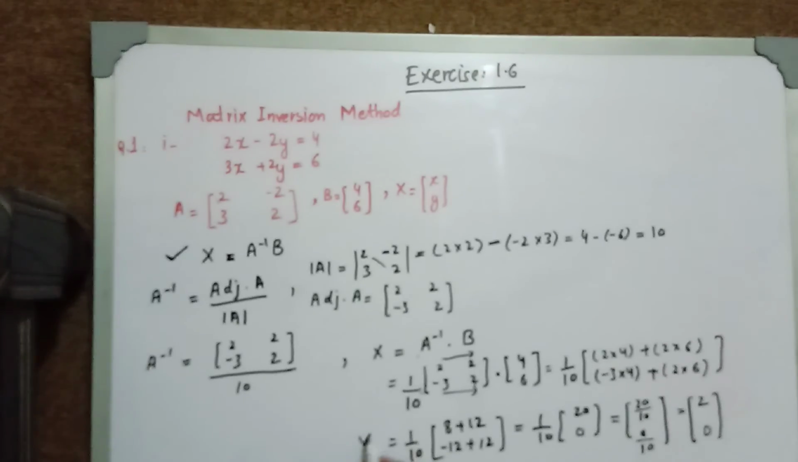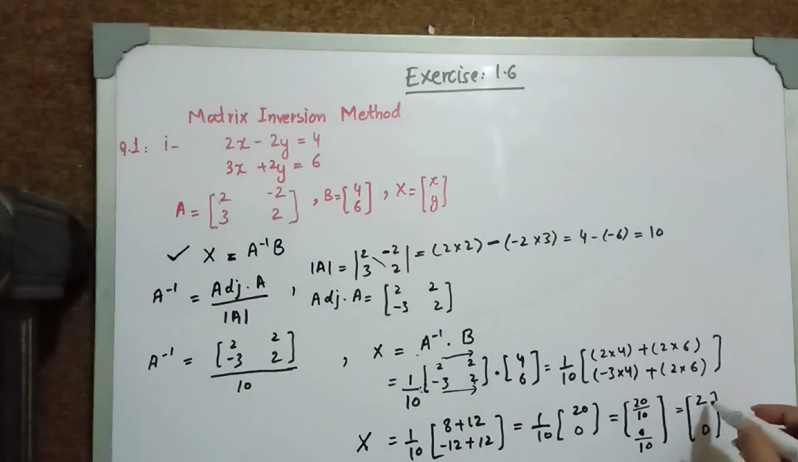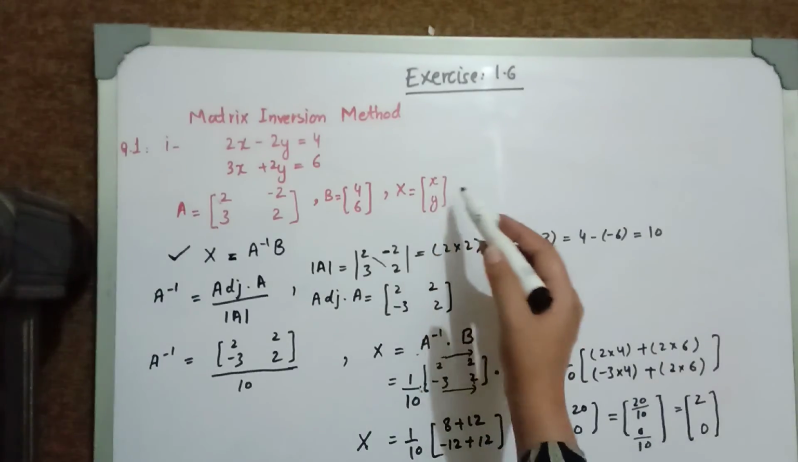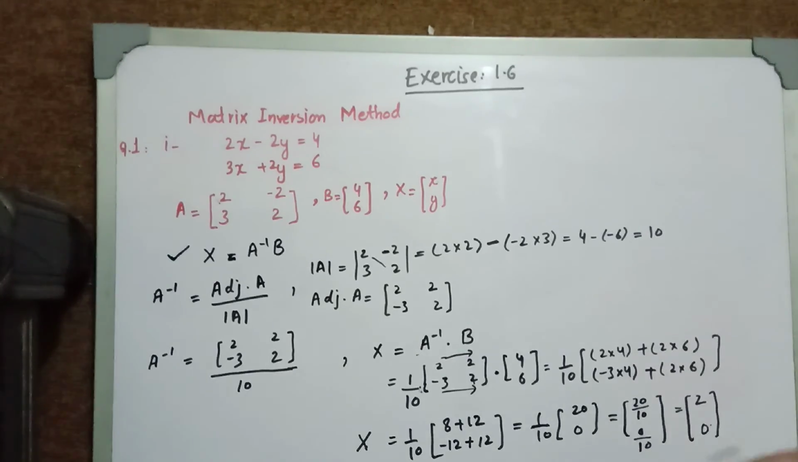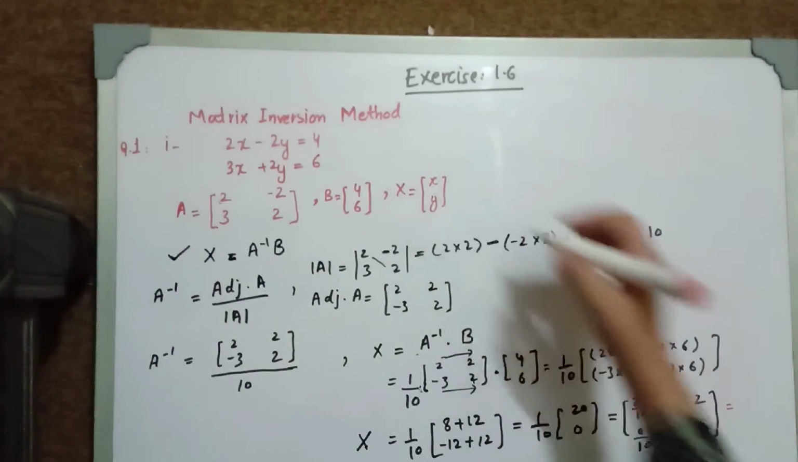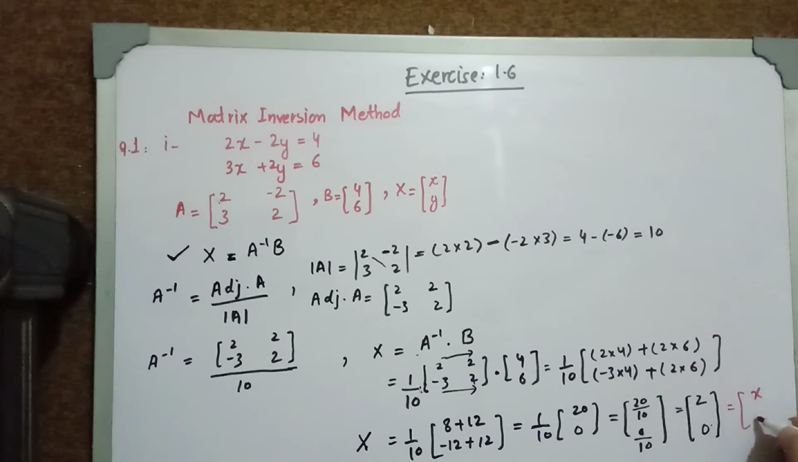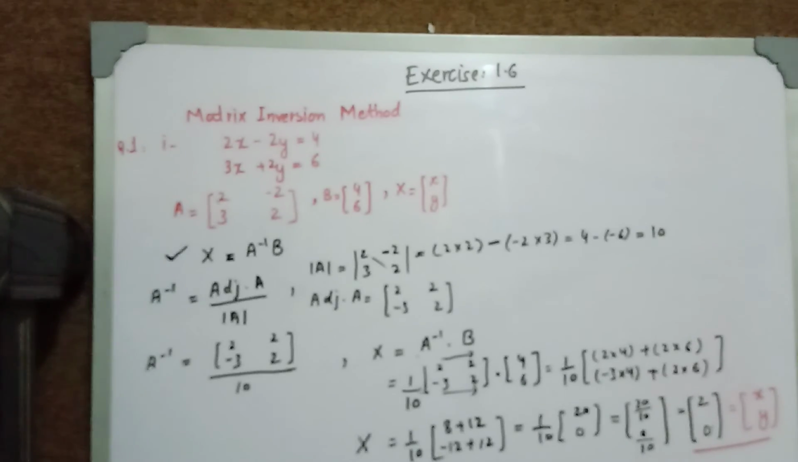So basically we just found this matrix X, and we know that in X the first entry is the value of variable small x, and the second is the value of small y. So we have found the values of x and y. From here I can write that small x equals 2 and small y equals 0. And that's all we have for today.